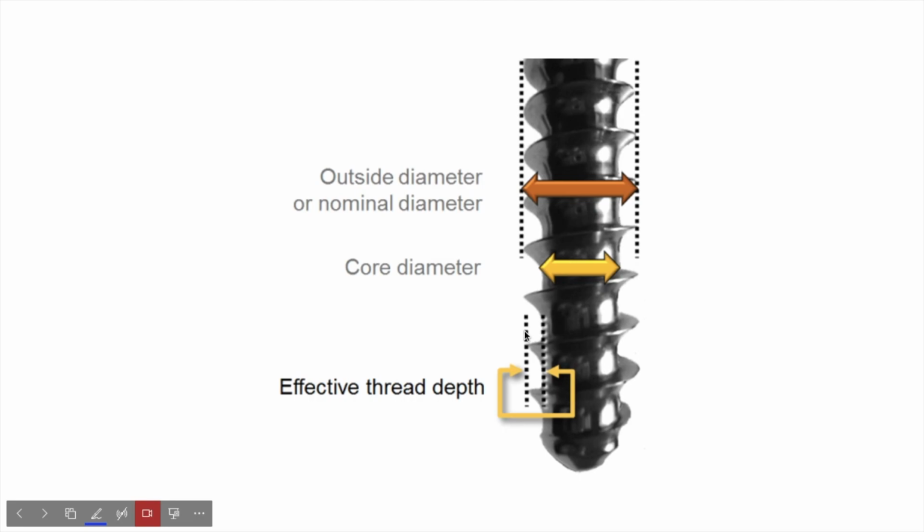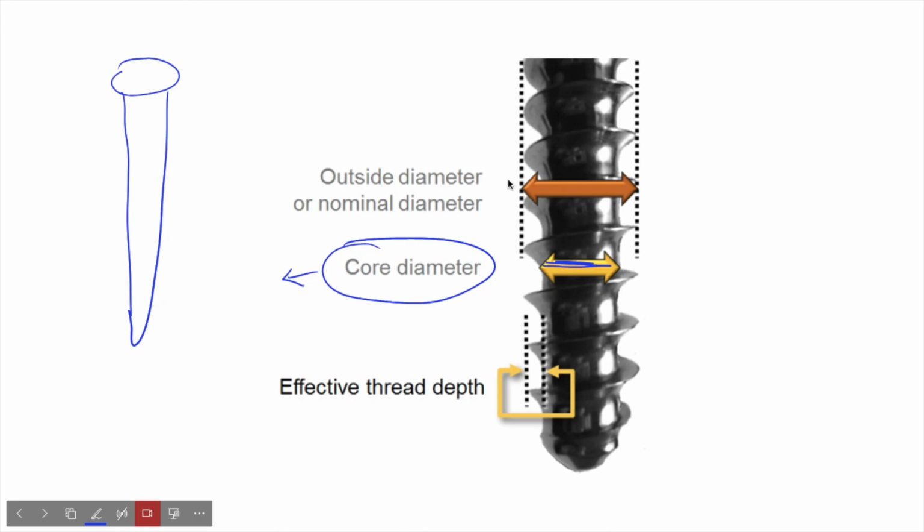Now let us come to the basic anatomy of a screw. The screw has the head. It has what is called the shaft. So basically this is the head and the rest of it is the shaft. Now it has a core diameter, that is the central diameter. That is the diameter for which the drill bit is used. So for example, for a 3.5 millimeter screw, the core diameter is 2.5 millimeter.